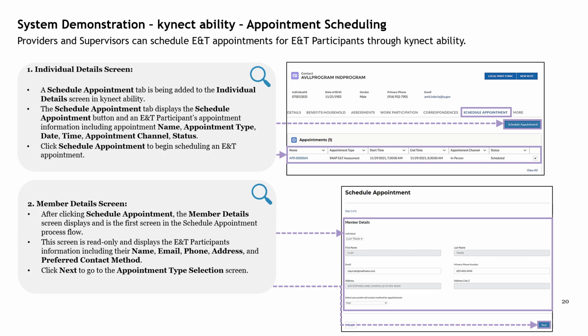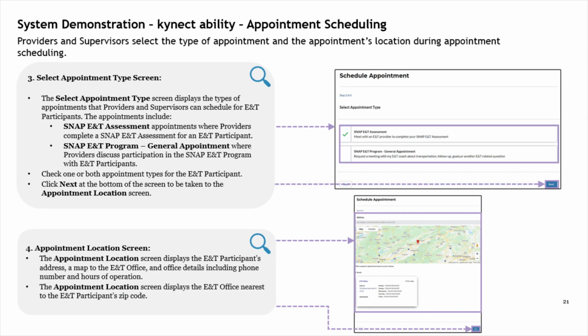Click Schedule Appointment to navigate to the Member Details screen, shown at the bottom of this slide, to schedule an ENT appointment. The Member Details screen is read-only and displays the ENT participant's information, including their name, email, phone, address, and preferred contact method. Click Next to go to the Appointment Type Selection screen. Providers and supervisors may select the type of appointment and the appointment's location while scheduling the appointment.